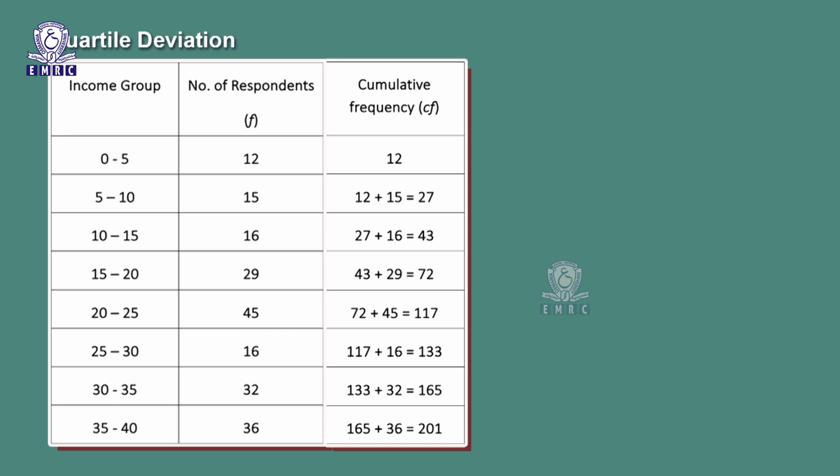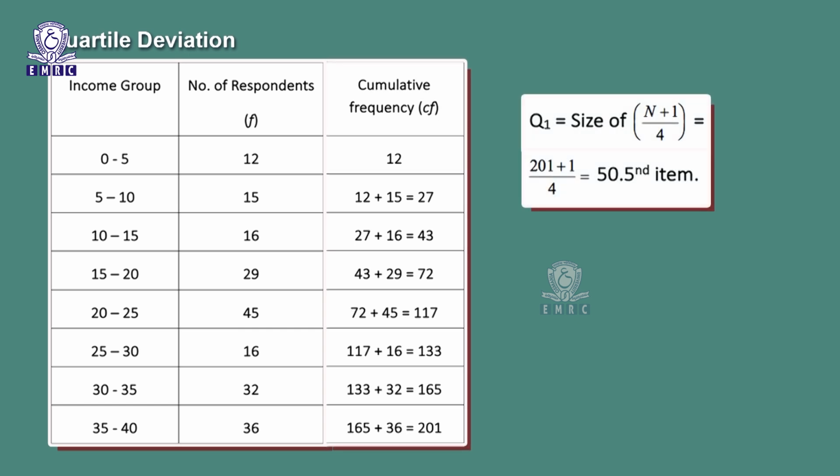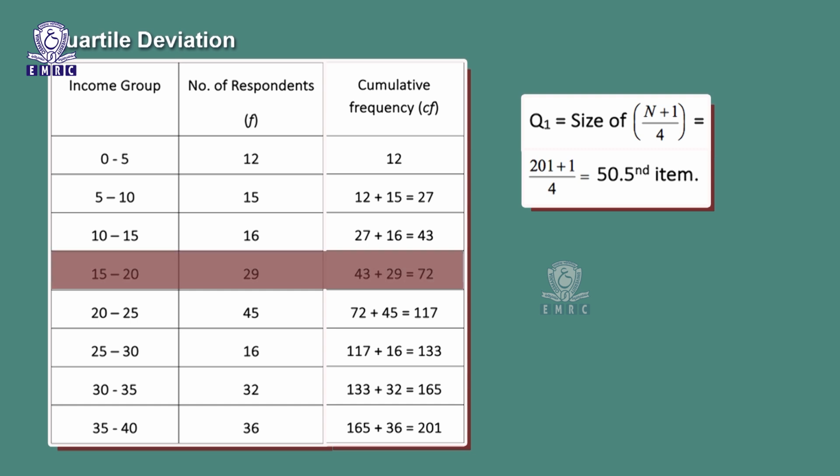The second step is to calculate Q1 value. Q1 is equal to size of (n plus 1) divided by 4th item. So, n is equal to 201. Q1 is equal to (201 plus 1) divided by 4, which is equal to 50.5. So it comes in the fourth number because it is greater than 43 and it is less than 72. Q1 lies in the income group of 15,000 to 20,000 per month.